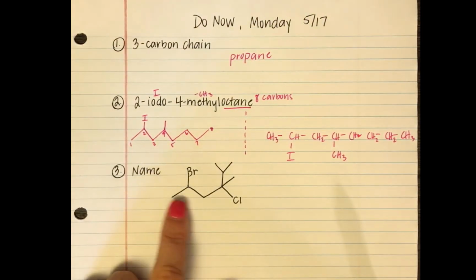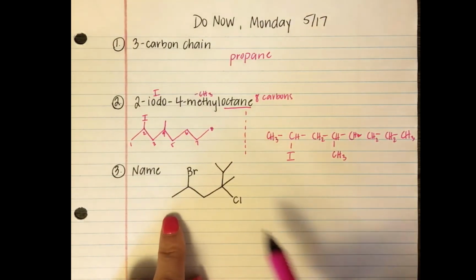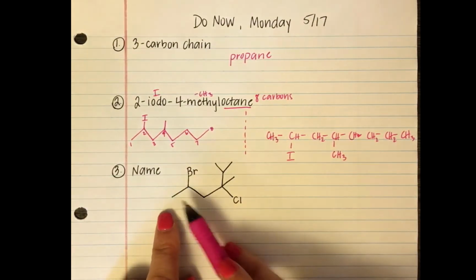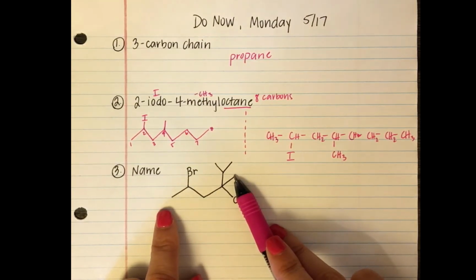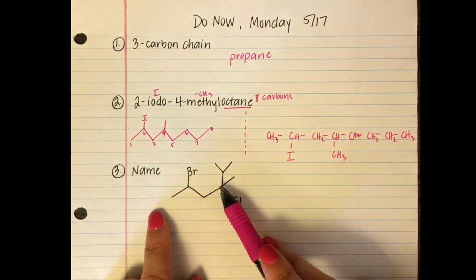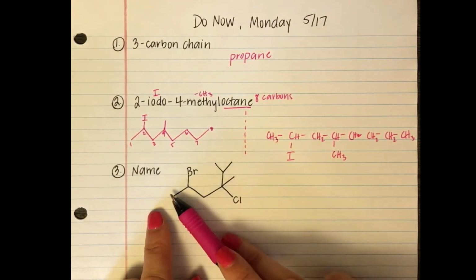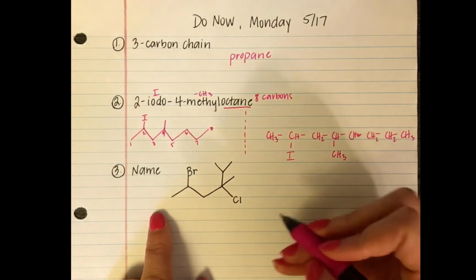Then number 3, it wants us to name this structure. The first thing we need to do is find the longest chain. I'm going to start from the left and just count different ways. 1, 2, 3, 4, 5. Remember, this is a Cl, that doesn't count as a C. 1, 2, 3, 4, 5, 6. 1, 2, 3, 4, 5, 6. So the longest chain is 6 carbons.